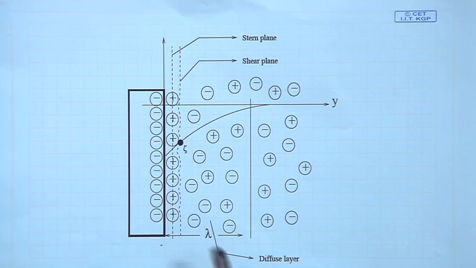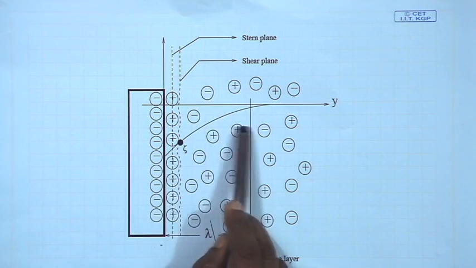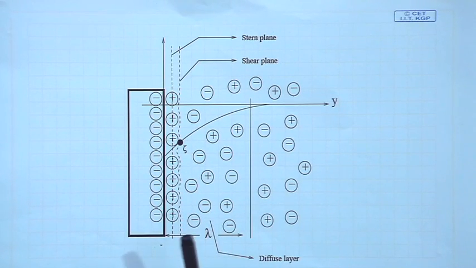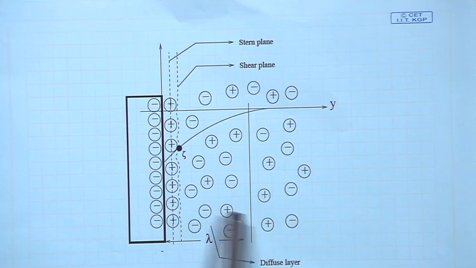So, it is mobile. This is referred to as the diffuse layer. In total, this is referred to as the electric double layer or Debye layer. Debye is the scientist who first discussed this. So, this total is referred to as the Debye layer.